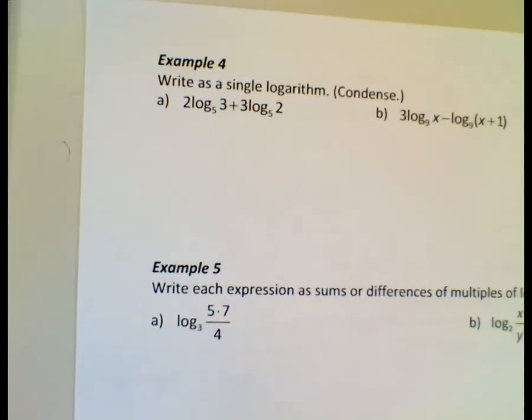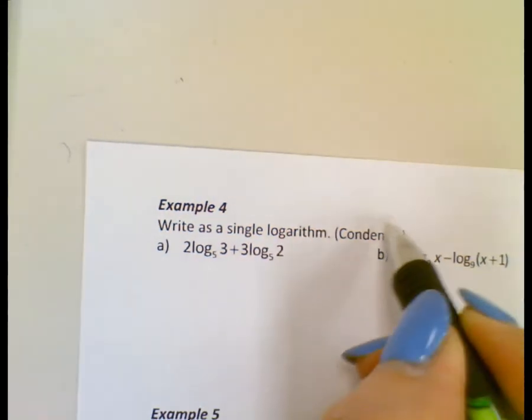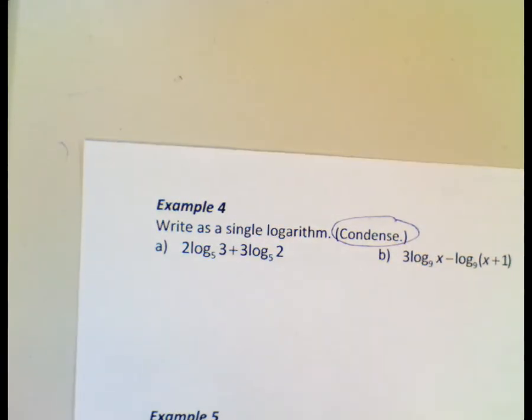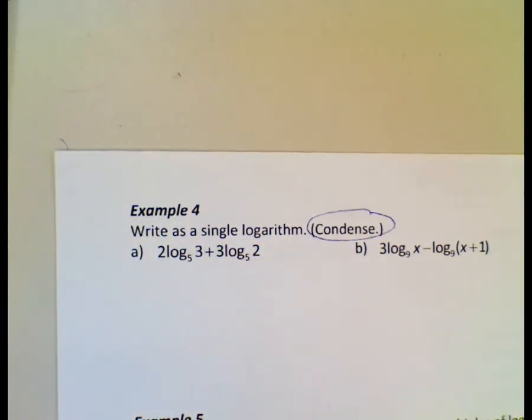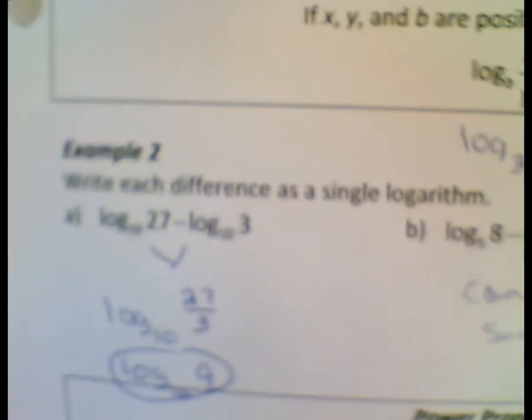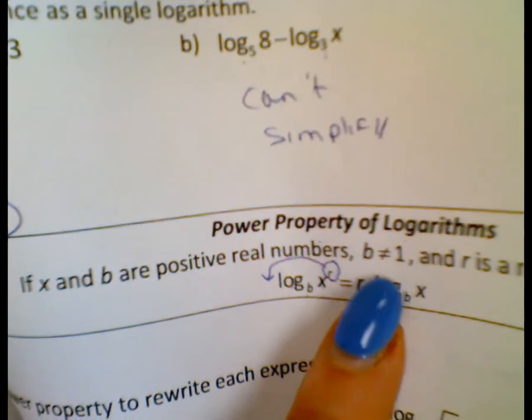So now we're going to practice some of these. You can refer back and forth to the front if you want. Right now it says to write as a single logarithm. Condense. We'll be using the product and the quotient properties for these. Actually, we're going to be using all 3. The reason is, see that r out front? If you see an r out front, that r out front can become an exponent. That's what's going to happen here.